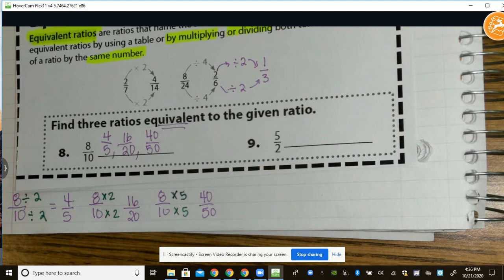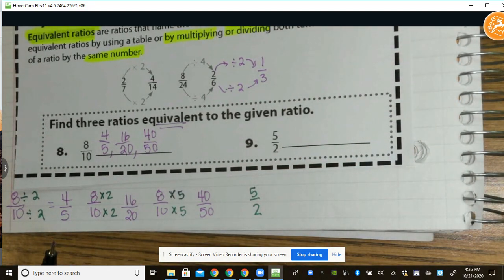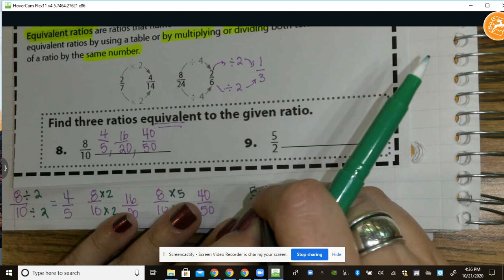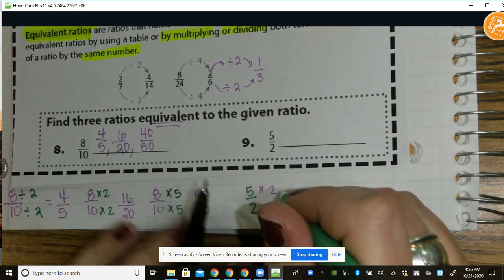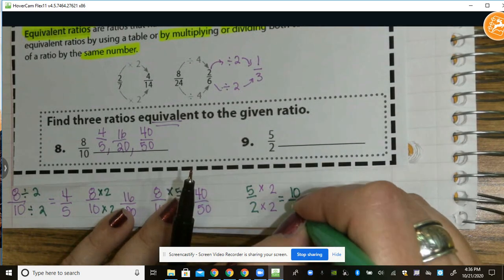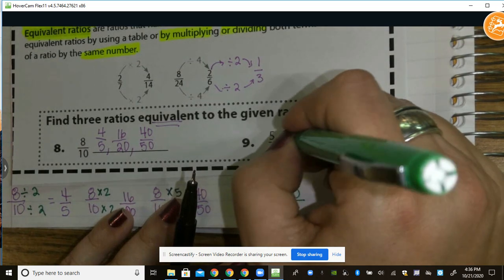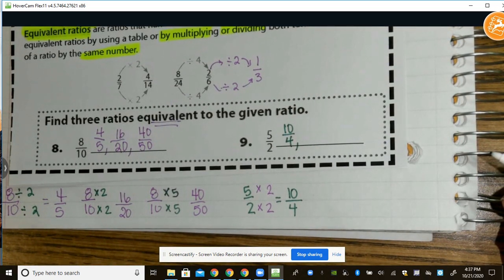So I'm going to switch this around. So 5/2, I can't use division because that's in simplest terms. There's not a number except 1 that goes into 5 and 2. And if I divide by 1, I'm going to get the same exact number. Nothing really changes. So let's multiply. Let's do by 2. So 5 times 2 gives me 10, and 2 times 2 gives me 4. So 10/4 is an equivalent ratio to 5/2.